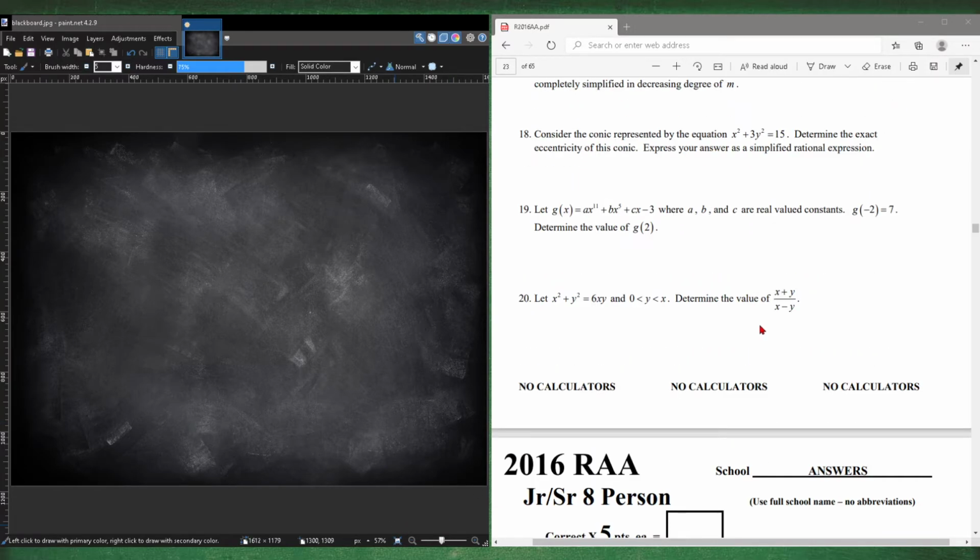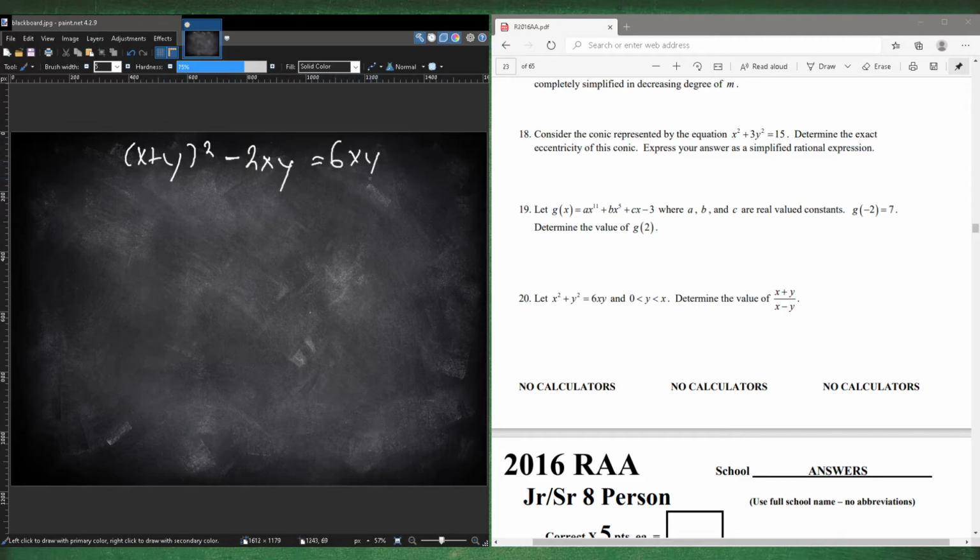And then number 20. Let x squared plus y squared equal 6xy. Determine the value of (x plus y) over (x minus y). So I'll have (x plus y) squared. This gives us x squared plus y squared, but we also have an extra plus 2xy. So we have to subtract 2xy, which gives us x squared plus y squared, which is equal to 6xy.